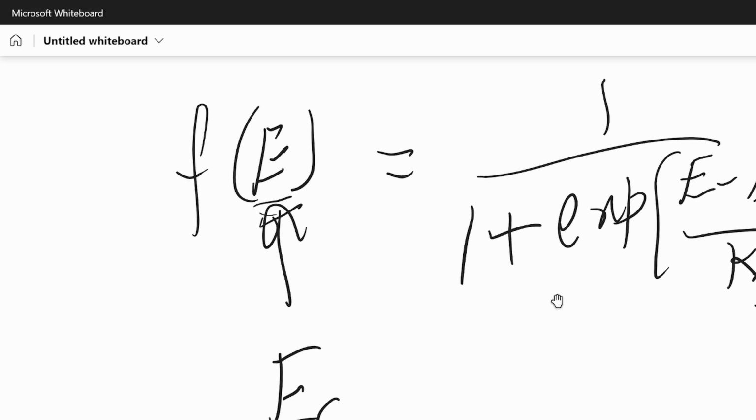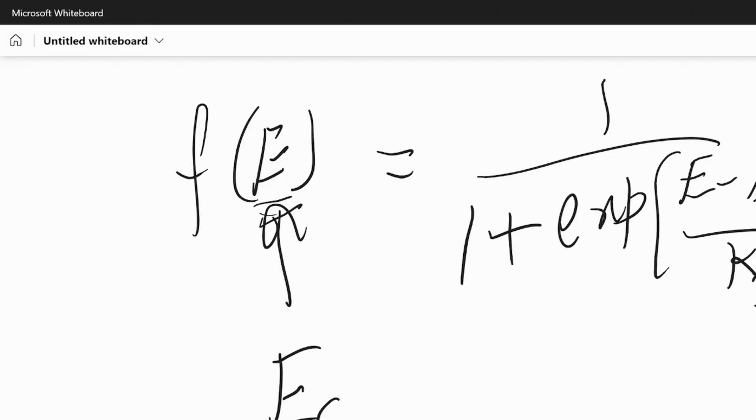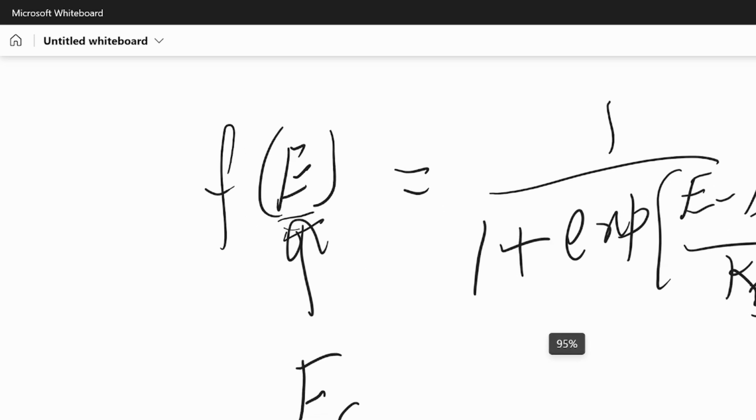Do you remember direct band gap and indirect band gap semiconductors? I hope you might know. Let me tell you a small background about that. So if there is a semiconductor with an E-K diagram.